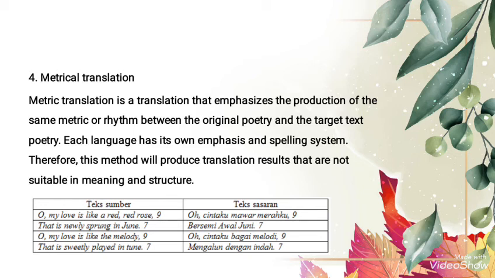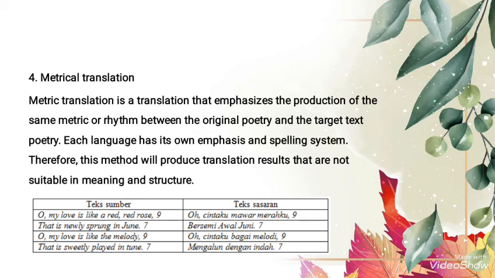For example, in the source text, "Oh, my love is like a red, red rose." In the target text, "Oh, cintaku mawar merahku." That is newly sprung in June. In the target text, bersemi di awal Juni. "Oh, my love is like the melody." In the target text, "Oh, cintaku bagai melodi." That is sweetly played in tune. In the target text, mengalun dengan indah.